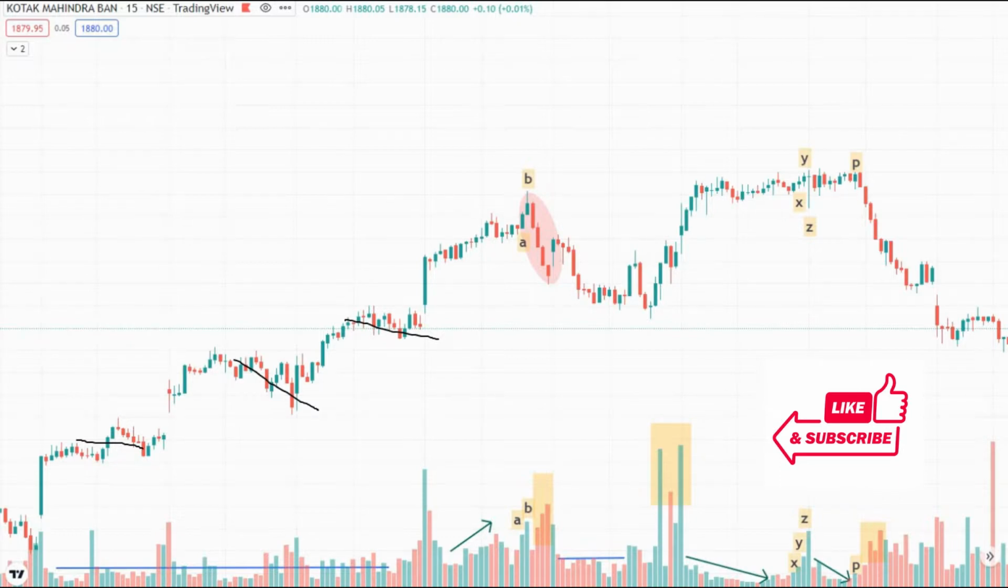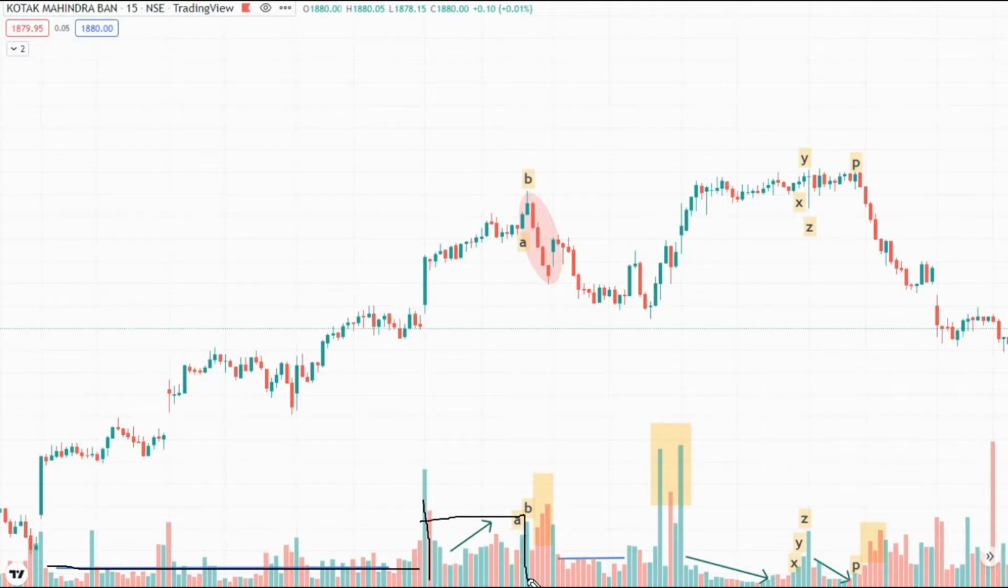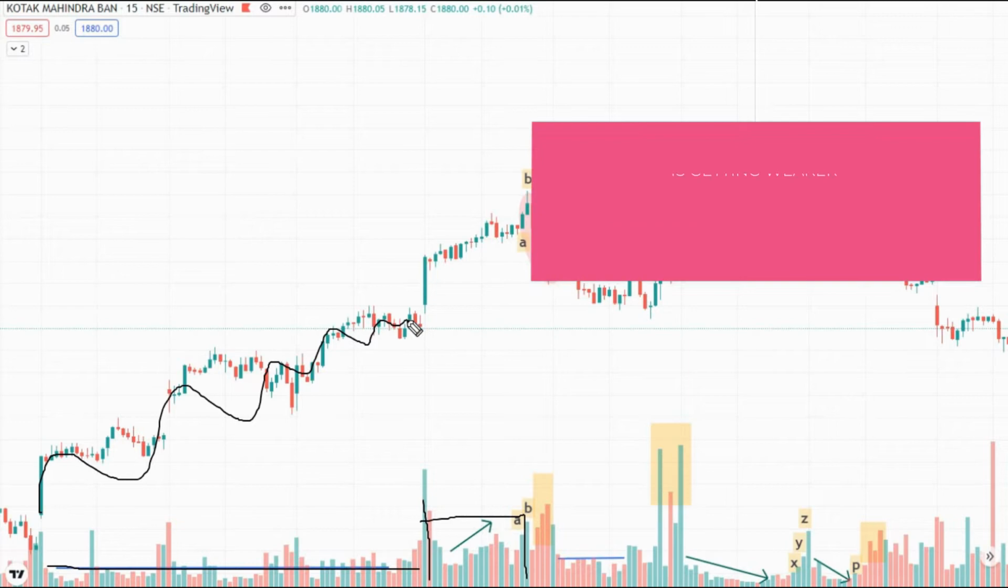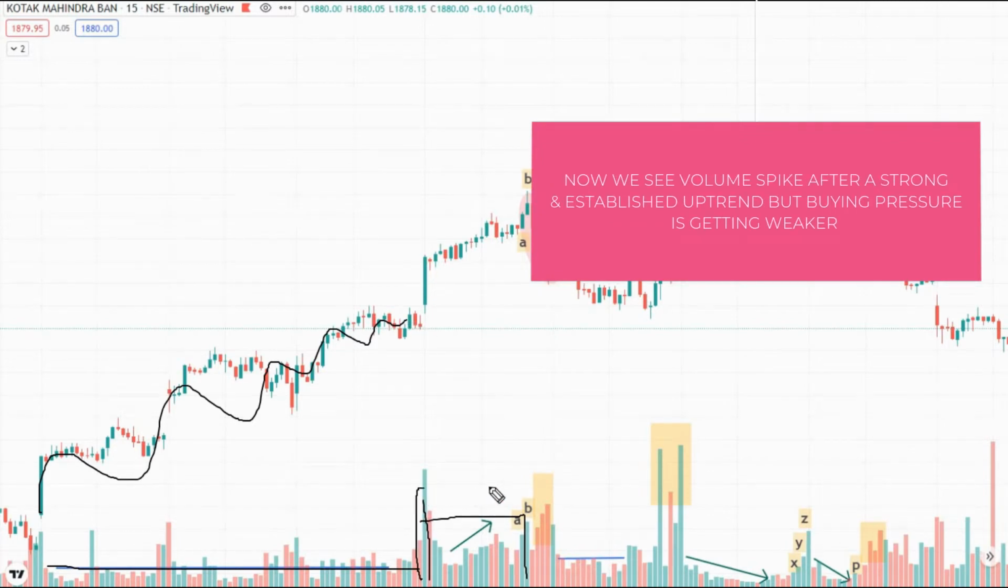Okay, now see the volume. The average volume size is this much. But what happened here? Remember, we were in a very strong uptrend. After this strong uptrend, we are seeing a swelling of the volumes.